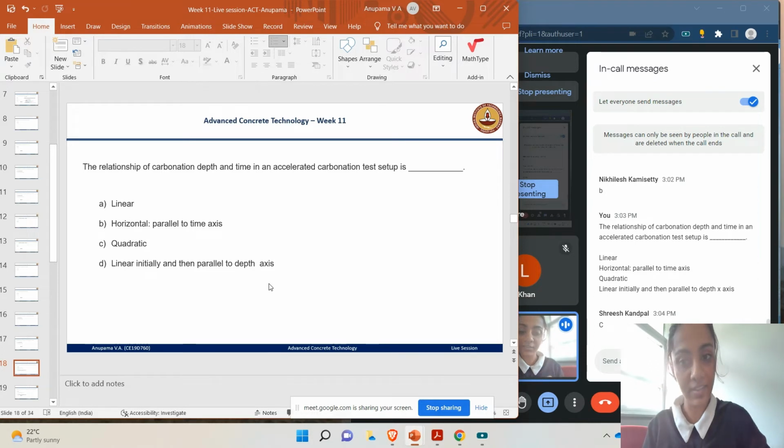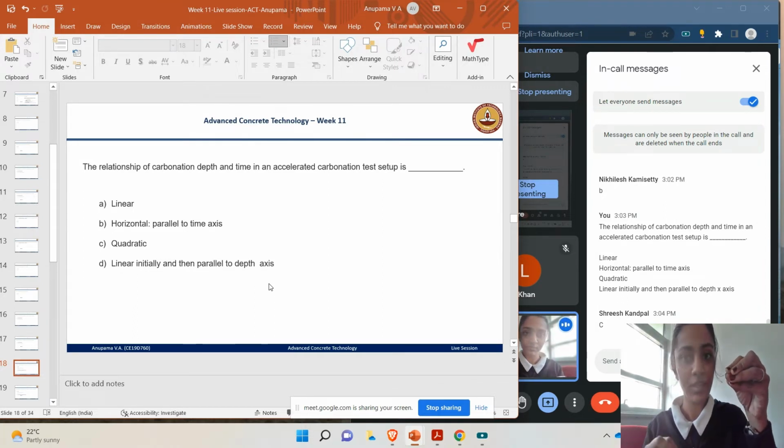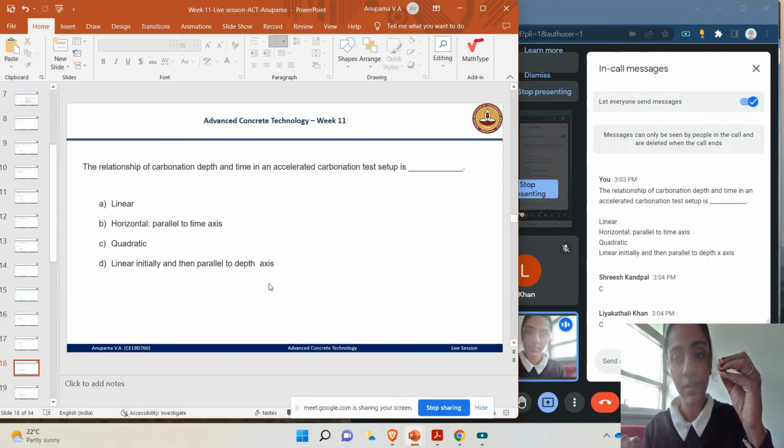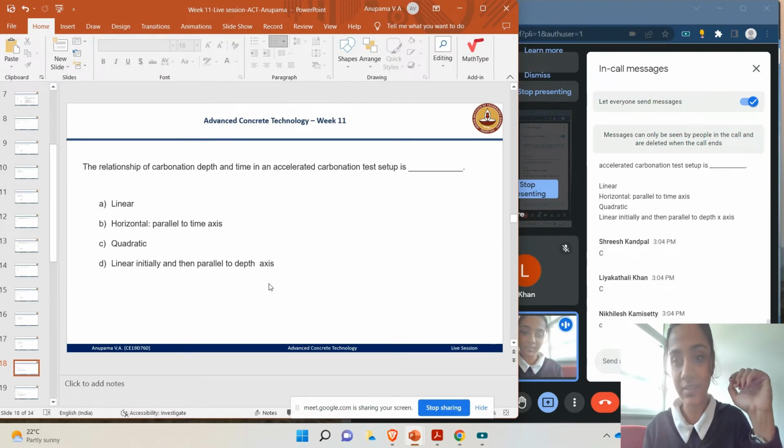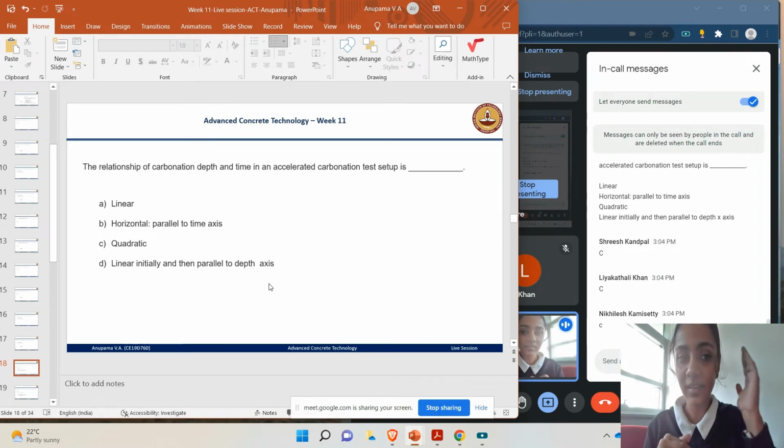So, in that kind of a setup, if we are going for accelerated carbonation of concrete, then obviously we can plot at particular time this much depth of carbonation occurred. At particular time, this is the penetration depth of the carbon dioxide into the concrete. So, the question is about that graph or that relationship, the depth versus time. Usually, the time will be in the x axis and depth will be in the y axis. So if you plot the depth versus time, what will the relationship be?